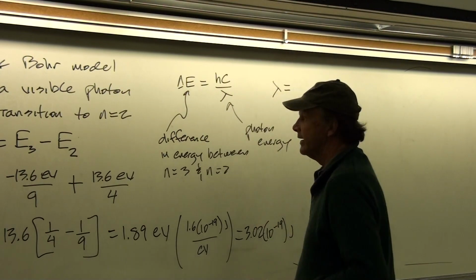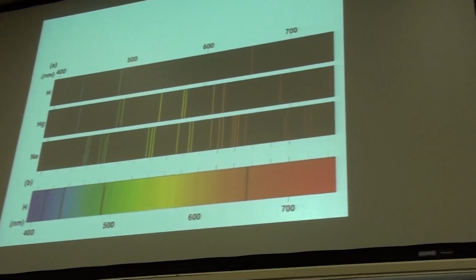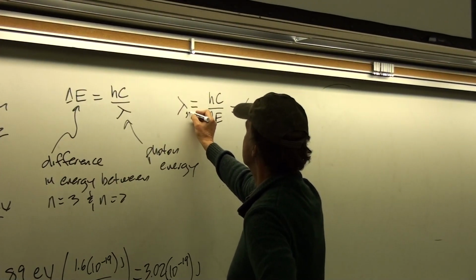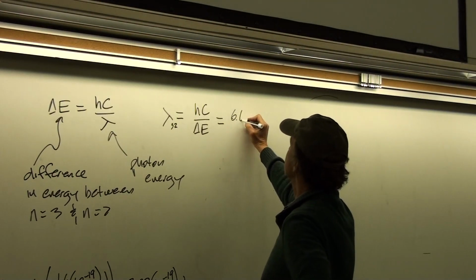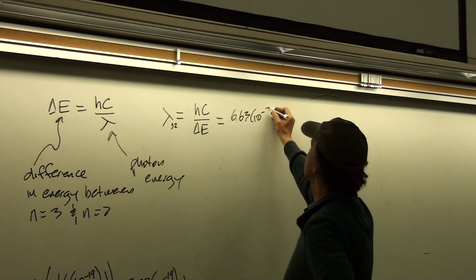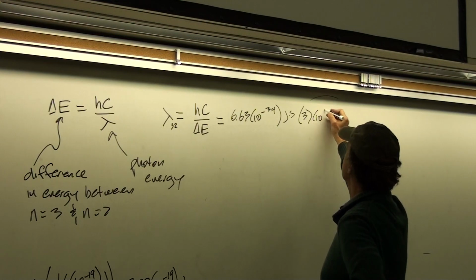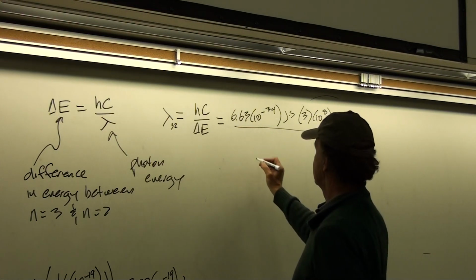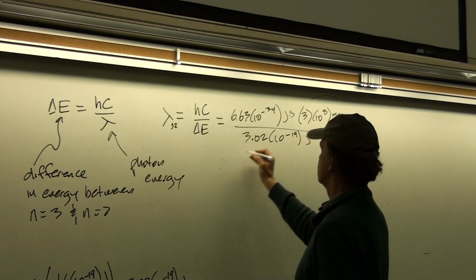Or the photon's wavelength, which we can get right off of the screen there by experiment, is going to be equal to hc over delta E. So this is lambda 32 here, the wavelength of the photon going from state 3 to state 2. That's 6.63 times 10 to the minus 34 joule seconds times c, 3 times 10 to the 8 meters per second, divided by, we have to have this in joules, which we did, 3.02 times 10 to the minus 19 joules.